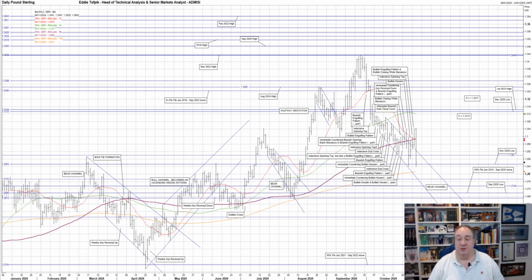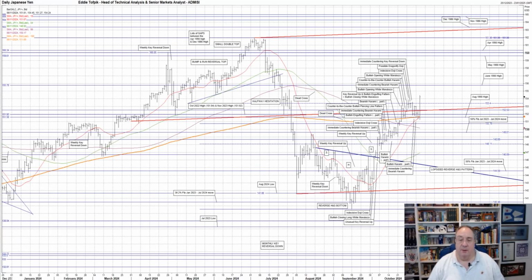We're also just about set up for this week to be a weekly key reversal down as well, though only just. However, if we close on Friday here below 129.26, then we'll be on. The next support is the November 2020 low at 128.52, and it is being heavily tested right now.